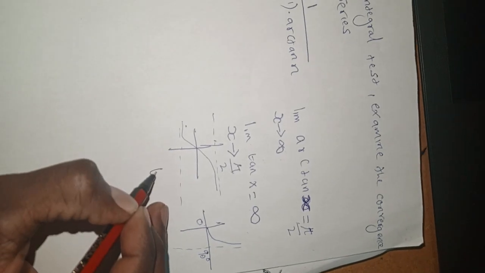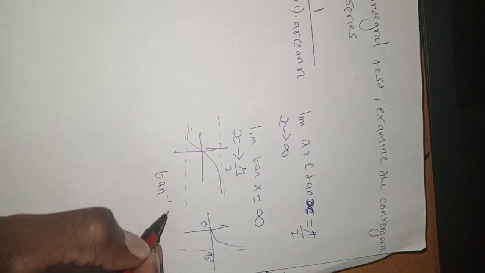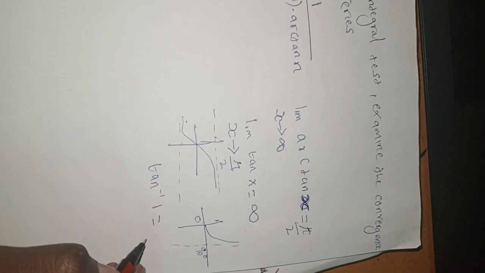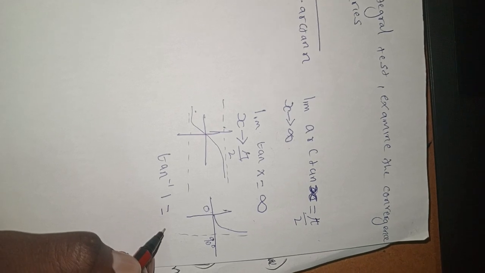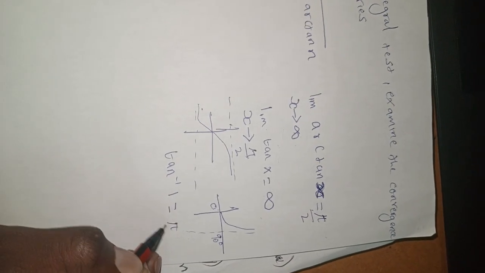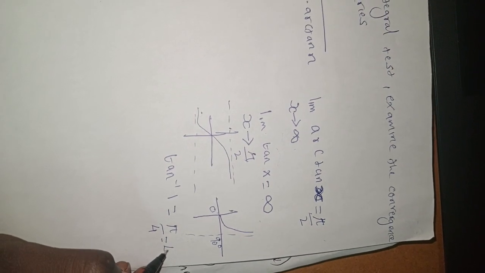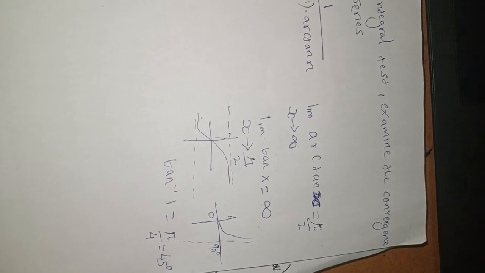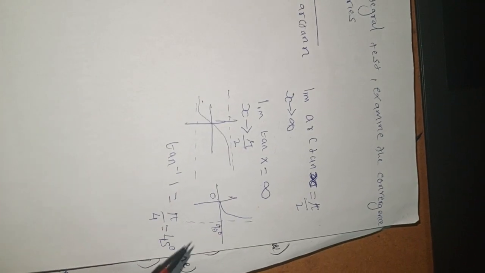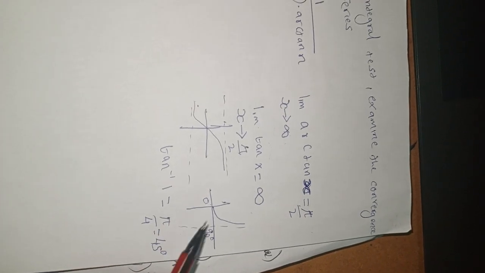Now, for the inverse tan, or arctan, of 1, you can just punch it on your calculator. It will give you the answer, which is pi over 4 or 45 degrees. It is going to give you 45 degrees if you are using degrees, and pi over 4 if you are using radians.